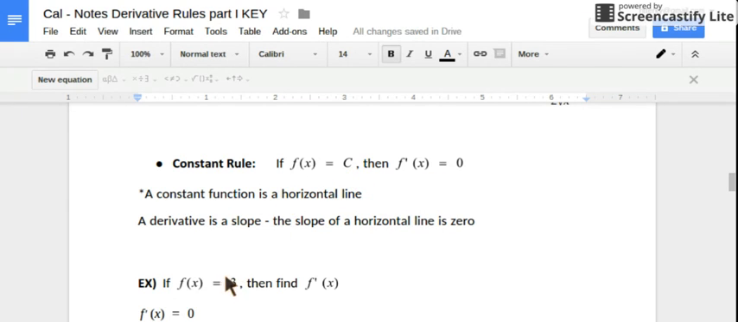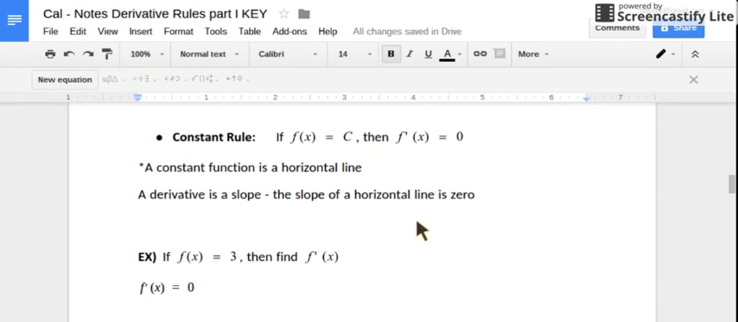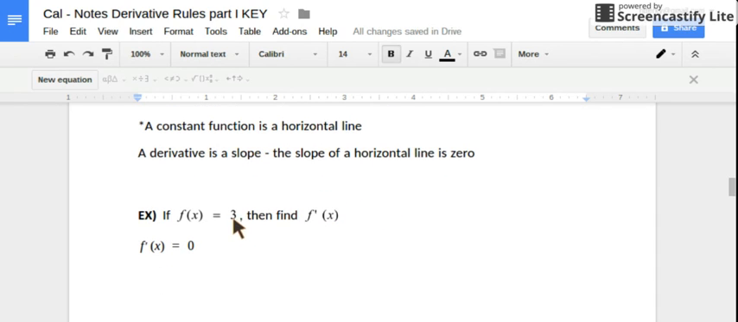If I was to say y equals 3, that would be a horizontal line running through the y-axis at 3. And the slope of a horizontal line is always 0. So the derivative of a constant or horizontal line is going to be 0. So anytime you take the derivative of a constant number, just replace it with 0.